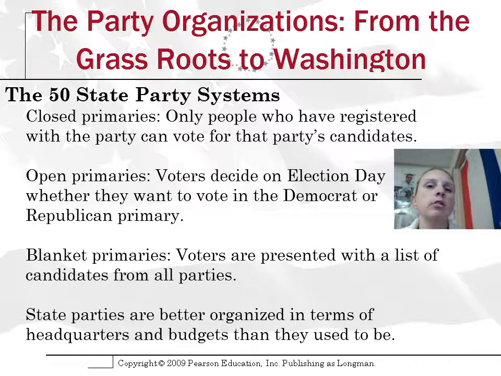The next group we're going to look at are the state party systems. They are really the most powerful groups that we're going to see out of the three. The state party systems are also the ones that decide what type of primary should be held per state. And the three types are this. Number one, a closed primary, where only people who have registered with that party can vote on that party's ballot for those party candidates. The open primary, which is the most common and what Illinois has, is where voters can decide on election day whether they want to vote on a Democratic ballot or on a Republican ballot. The blanket primary is where the voters are presented with all candidates for all parties.